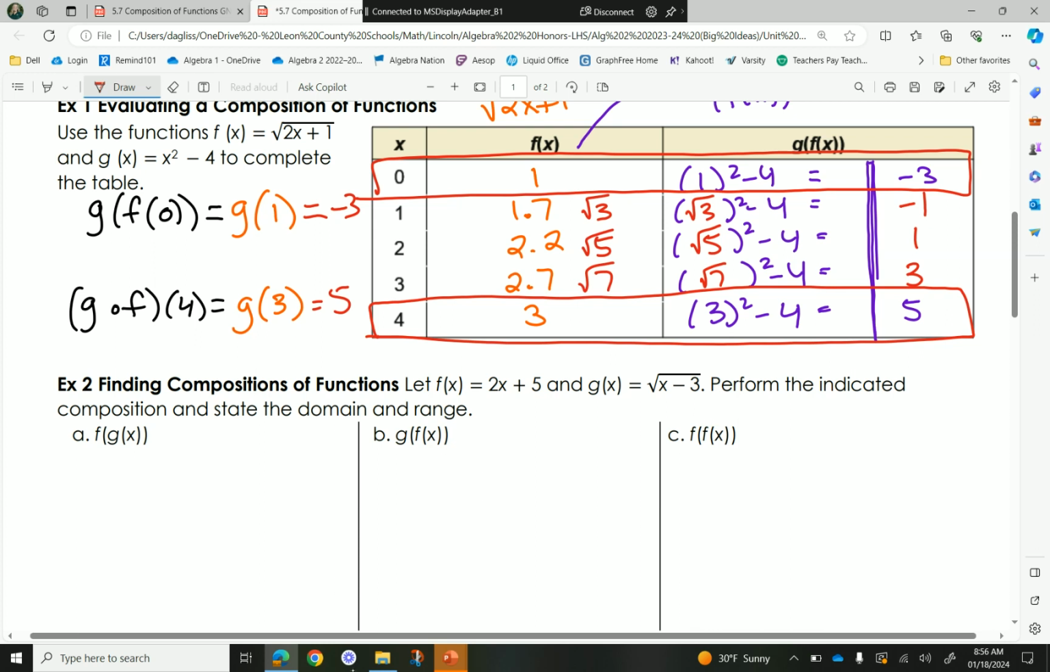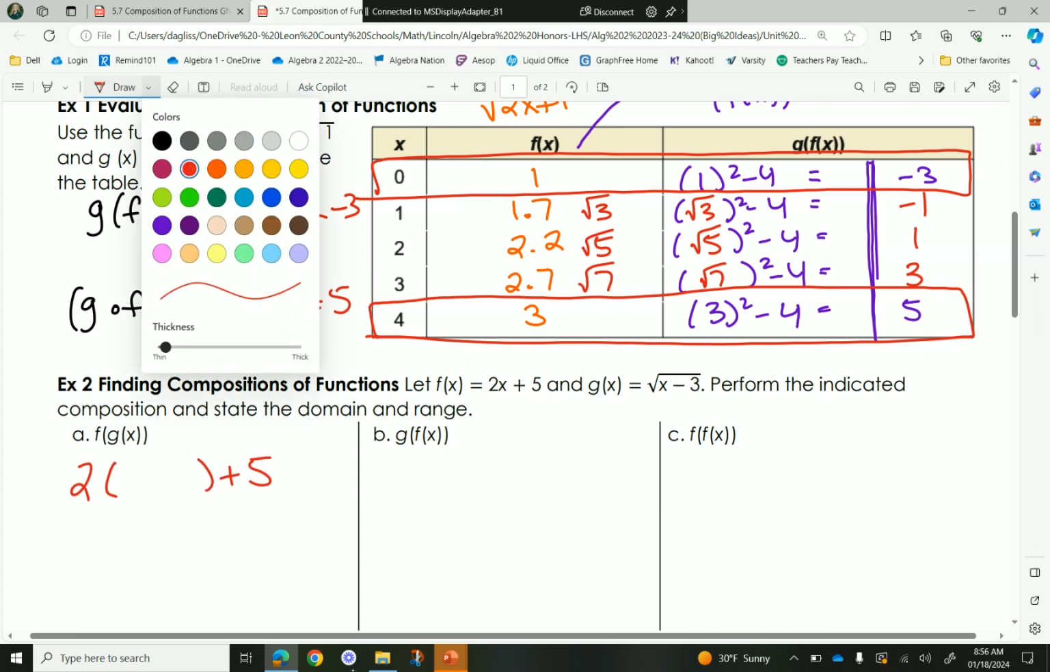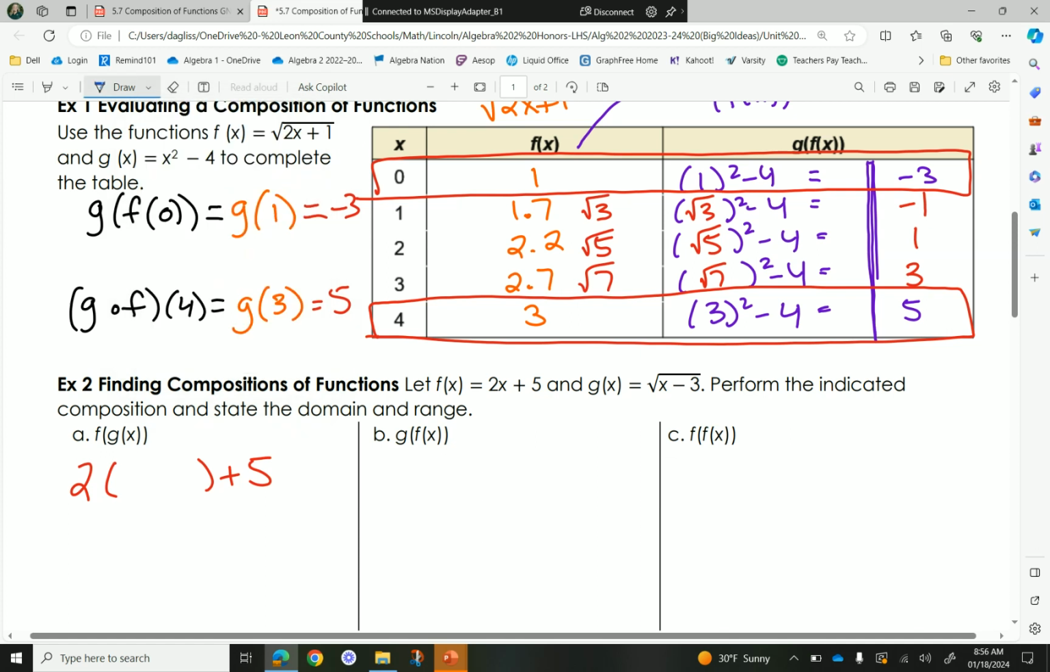Okay. So my first one says f of g. So that means we're going to take our f function, which is 2x plus 5. But instead of an x, what are we going to put in its spot? The g of x, which is the square root of x minus 3.